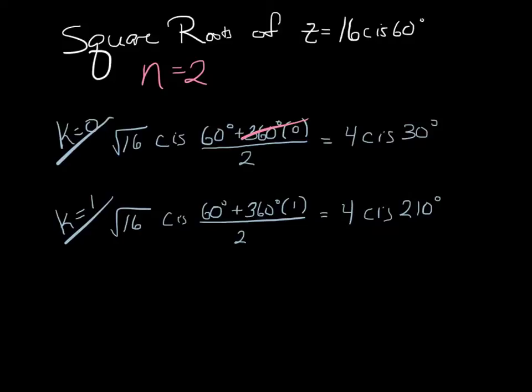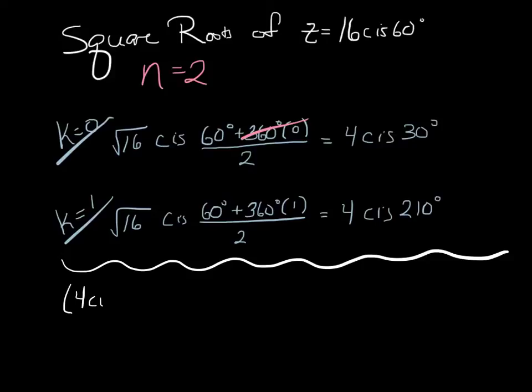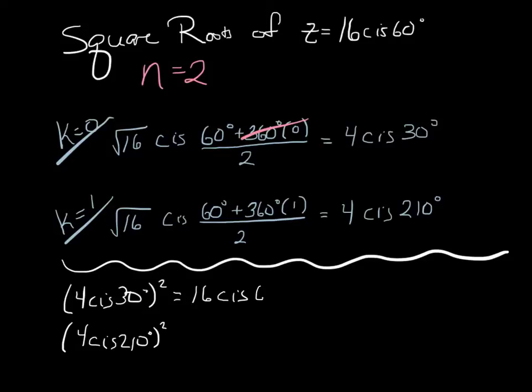What this means is if we square both of these numbers, we should get 16 cis 60. So let's see. We're going to have 4 squared, which is 16, cis. We multiply the angle by the power. 30 times 2 is 60. So that worked out nicely.